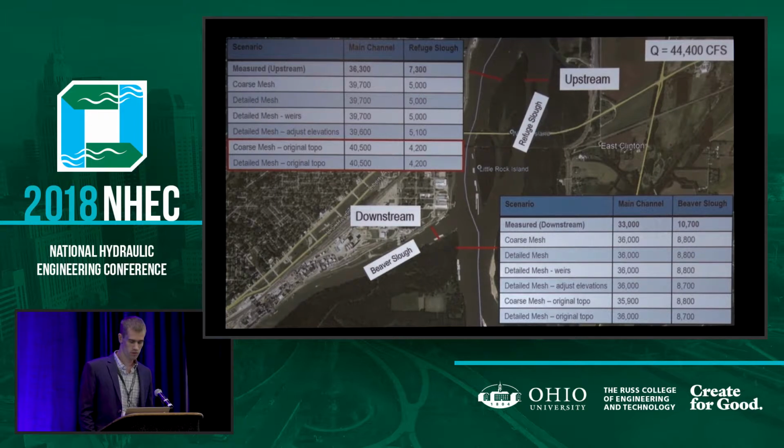At the entrance to Beaver Slough, there was really no variation. And I would have expected some difference there because that's the location of the closing dam that closes off about half of the channel, but that did not have much of an effect on flow distribution.